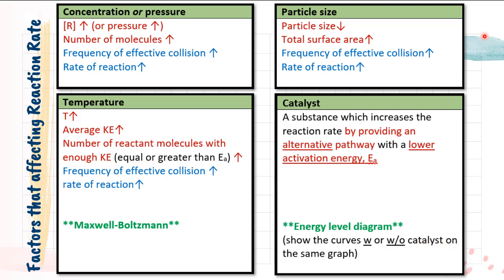Of these four factors that affect the reaction rate, concentration and particle size are quite straightforward. But for temperature and catalyst, you need to use a diagram: Maxwell-Boltzmann for temperature, energy level diagram for catalyst.